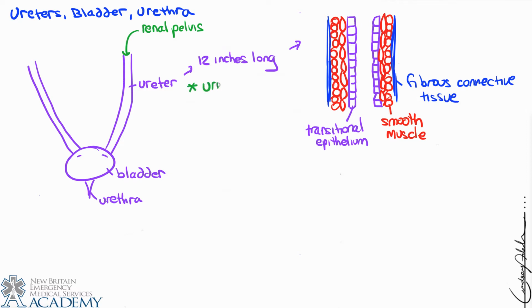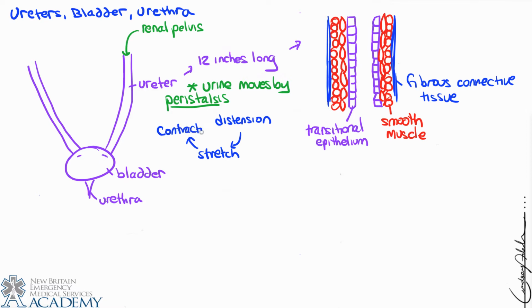Urine travels down the ureters by peristalsis, the same peristalsis that we described in the GI tract. So this is a positive feedback loop. It starts with distension as the urine enters the ureter, which is going to cause stretch and activation of sensory receptors, and then consequently we'll have contraction or activation of smooth muscle in order to propel the urine forward.